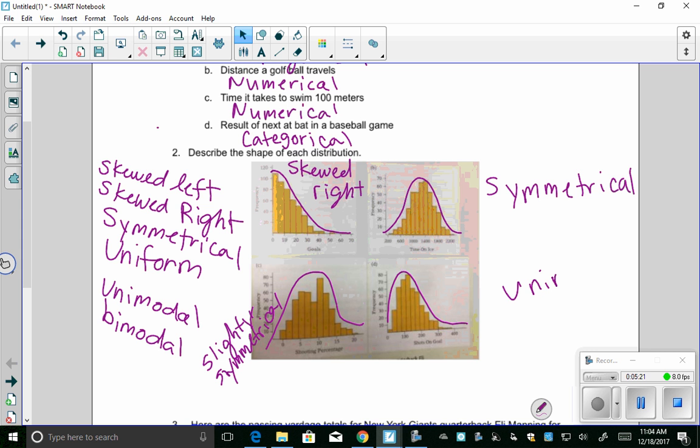Slightly symmetrical. It's not symmetrical because if I fold that in half, it's not going to look the same. Right there, it's not even noticeable. Slightly. But it is also something else.